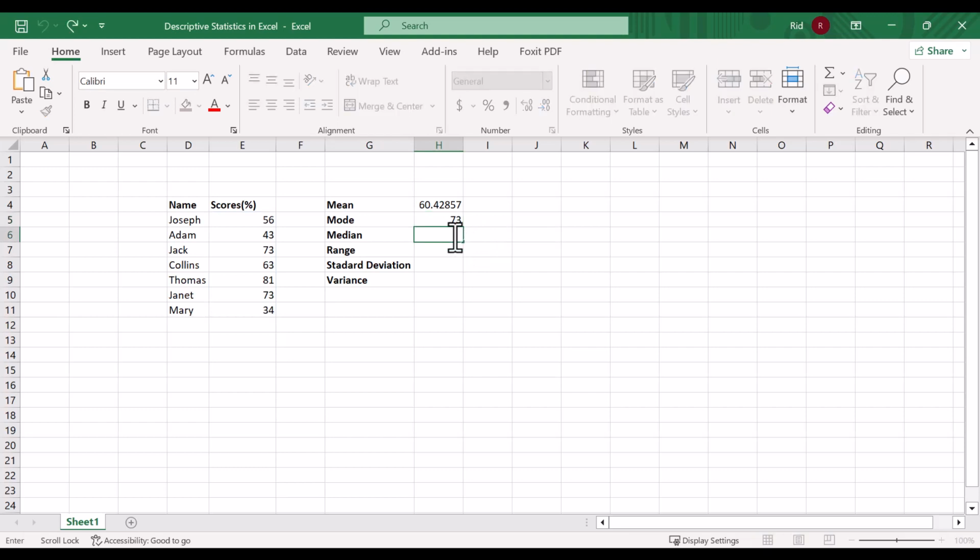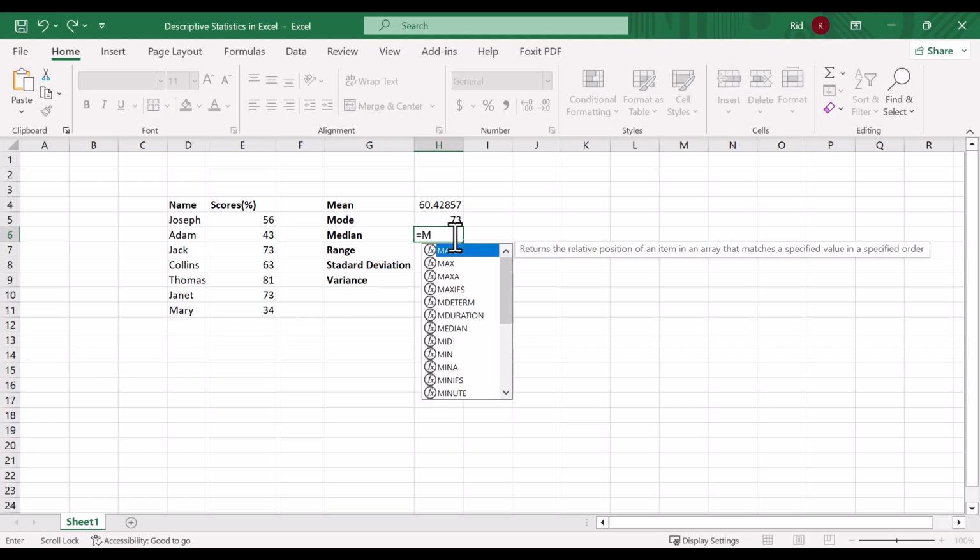The next thing we are going to be doing is the median. We are going to be using the median function. So we know that the mode is the highest occurring observation, not the highest observation.